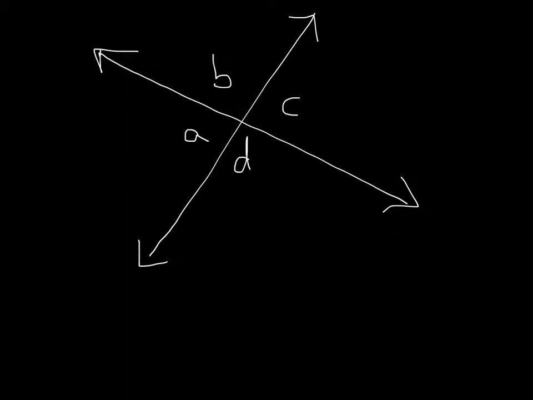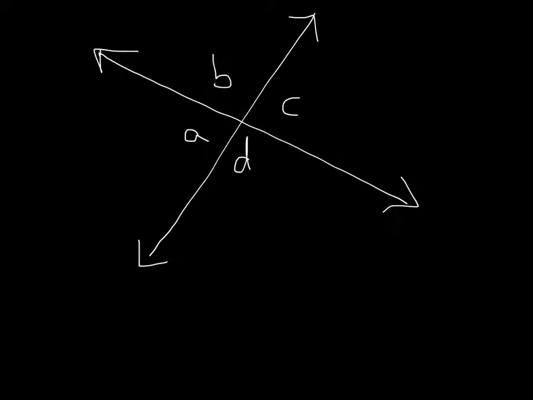Now, in our previous video, we talked about adjacent angles, and we could have pointed out that angle A is adjacent to angle B. Angle A is also adjacent to angle D. And by the way, B not only is adjacent to A, but it's also adjacent to C. C is adjacent to B and to D. And we already said that D is adjacent to A and to C.